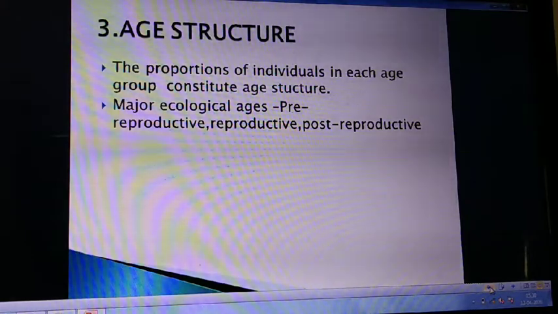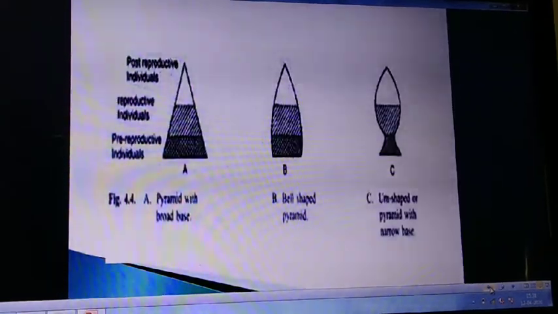Now the age structure. The proportions of the individuals in each age group constitute its age structure. Major ecological ages are pre-reproductive phase, reproductive phase, and the post-reproductive phase. The number of individuals coming in these three categories constitute these three types of pyramids.